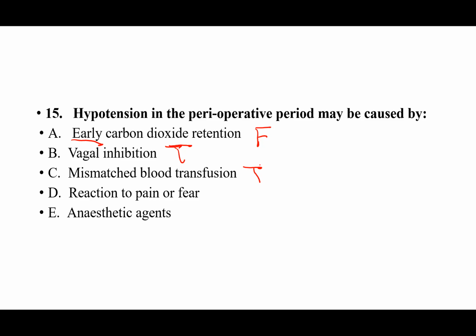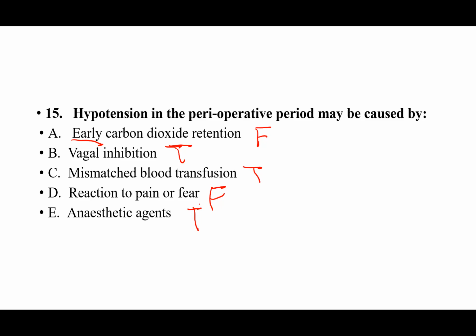What does it cause? Hypertension, sir. Which one, hypo or hyper? Hyper. So this is false. Yes, what again? Anesthetic agent. Like which one? Hypotension, yes. True or false? Halothane, yes. True. Okay.